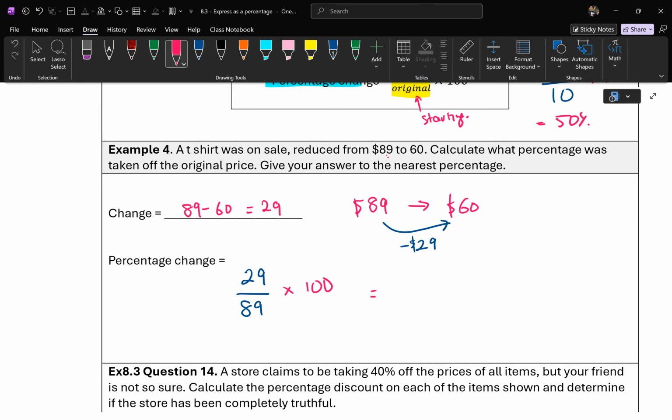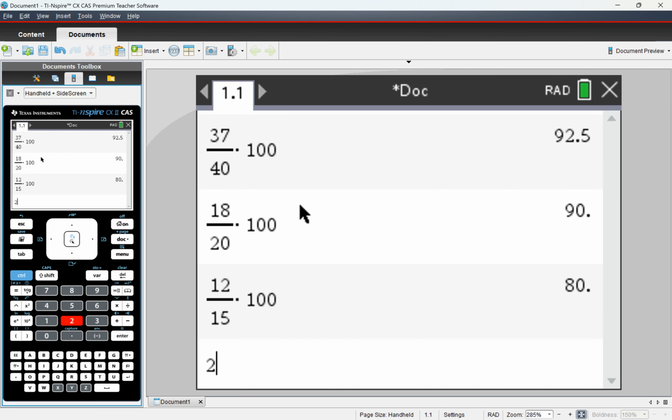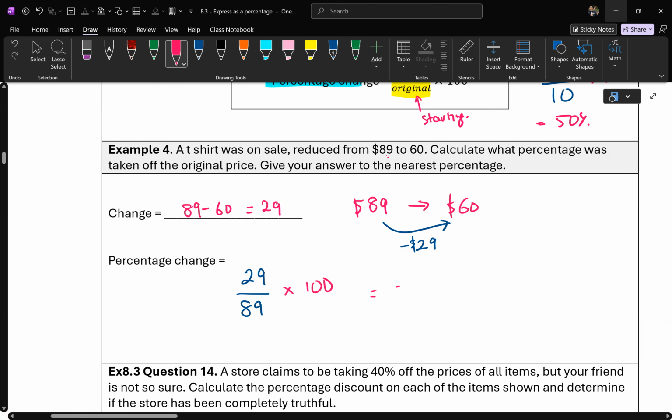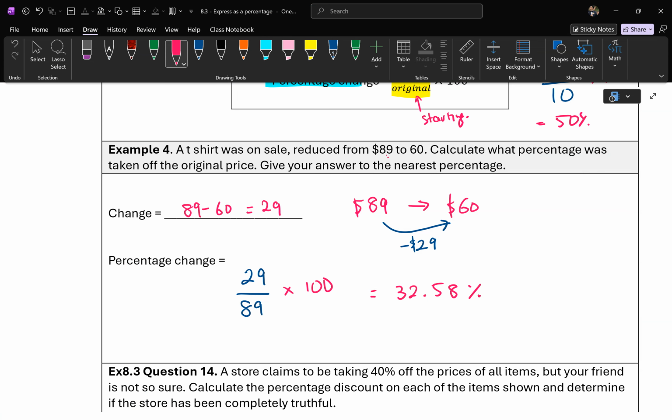And here we go. I'm going to go on the calculator. 29 divided by 89. And then times by 100. And I get 32.58. Don't forget the percentage symbol. So this means when they ask you, what percentage was taken off the original price? Well, I've taken off 32.58% off the original price. So there was a discount of 32.58%.